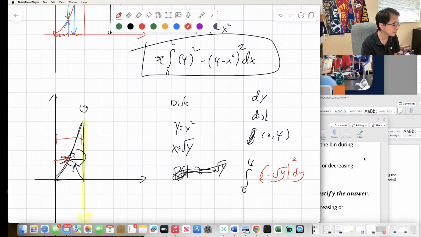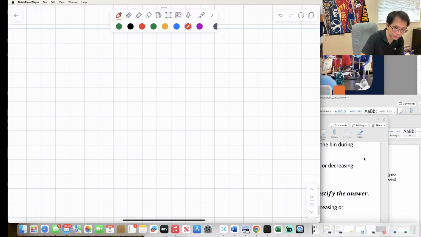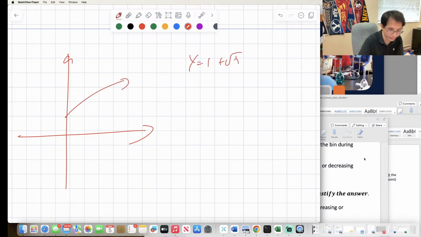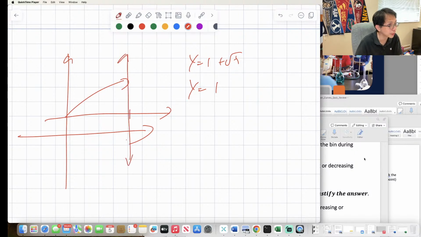Next question. We do 2D. What is 2D? It says y equals 1 plus root x. Okay, so that's going to be something like this. And then y equals 1, that means it's going to be something like this. And then x equals 4, that means something like this. So same graphs moving upwards.